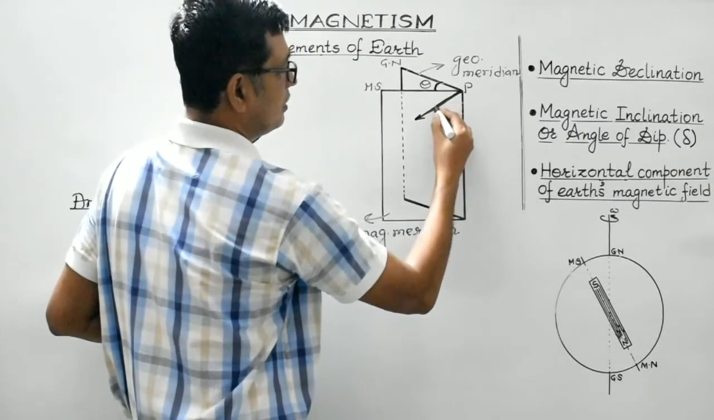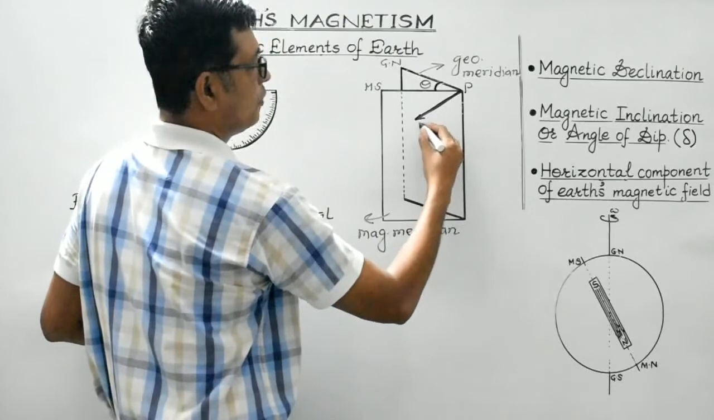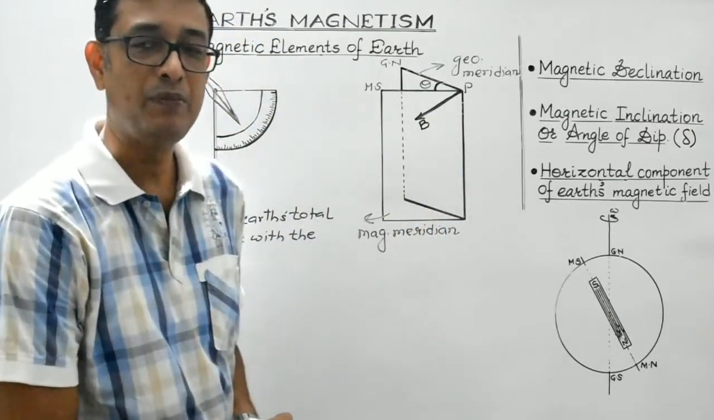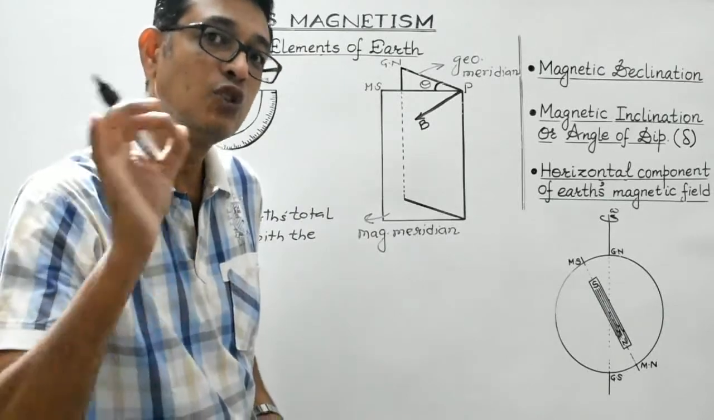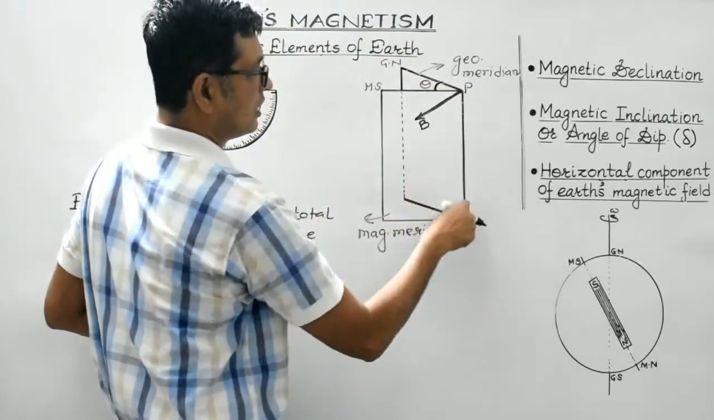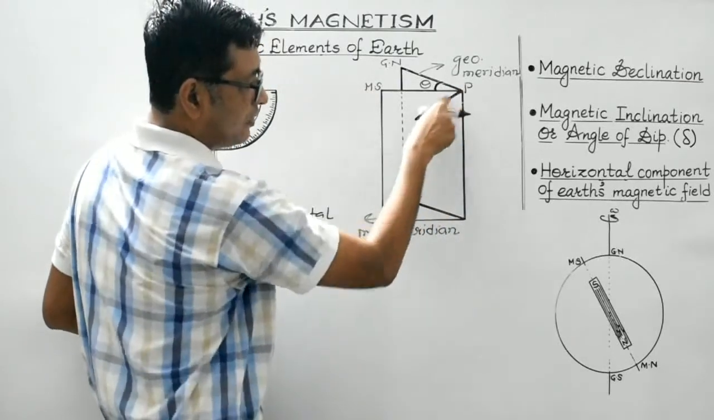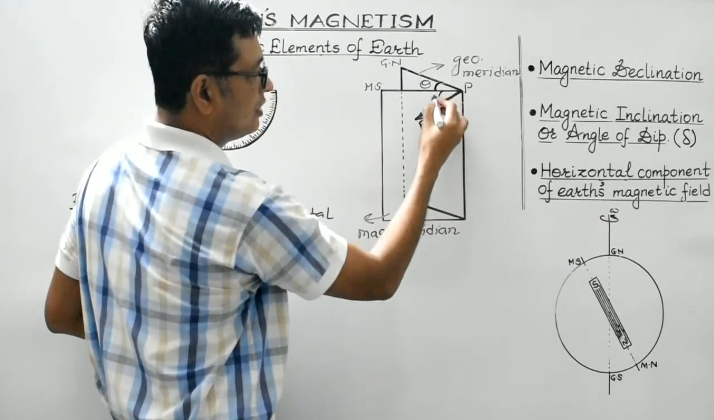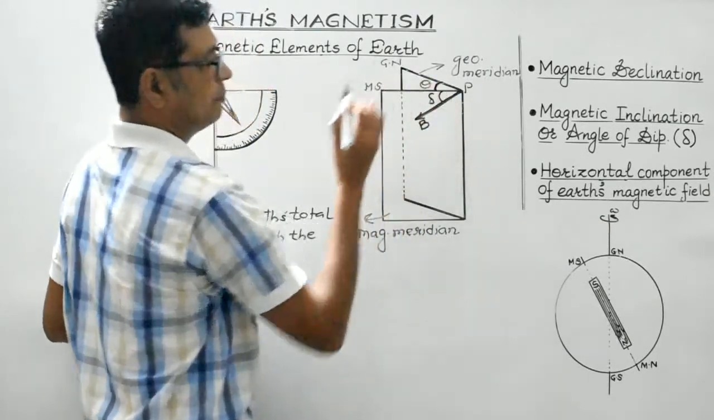This will represent Earth's total magnetic field. Suppose Earth's total magnetic field is represented by B. Capital B represents the Earth's total magnetic field at a place. Now this is horizontal, this is vertical. The angle which the Earth's total magnetic field makes with the horizontal, this is known as the angle of dip.